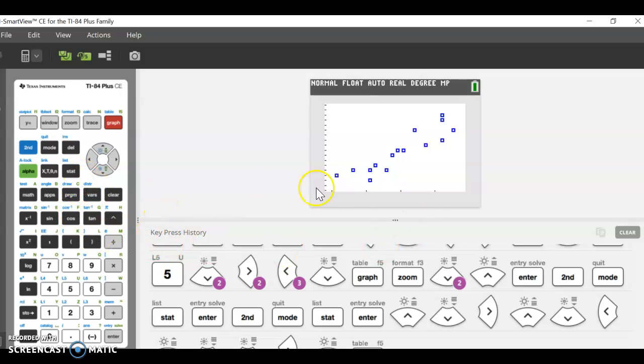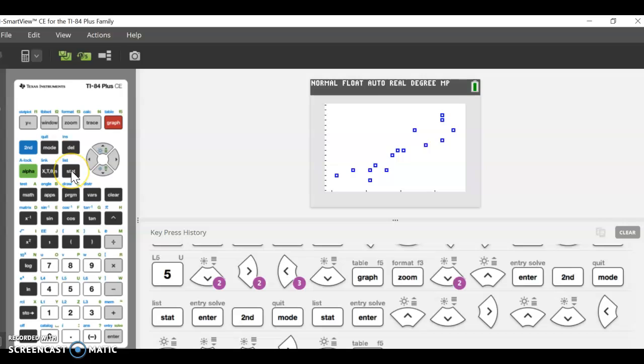Once you have your data typed in, you should graph your scatter plot first to make sure that it is linear. Because if for some reason you have a parabola shape or exponential growth or decay or something else, you wouldn't use a line to describe that. So you should always make a scatter plot even if you're not asked for it. But usually you are going to be asked to make a scatter plot.